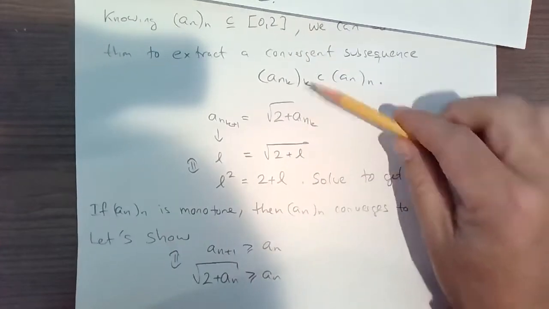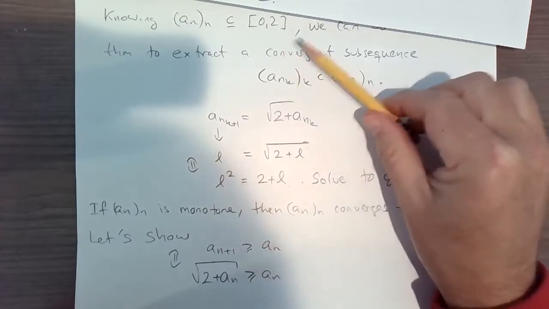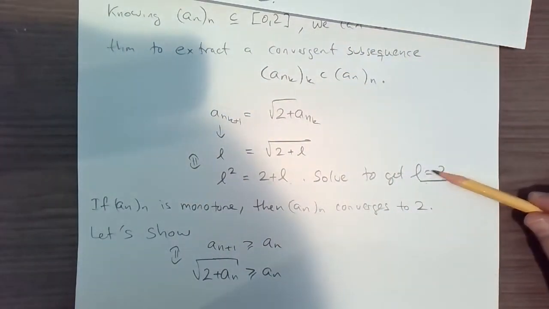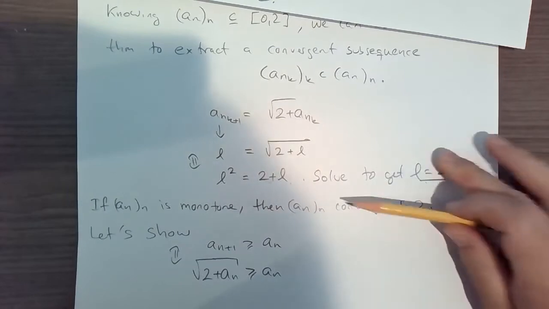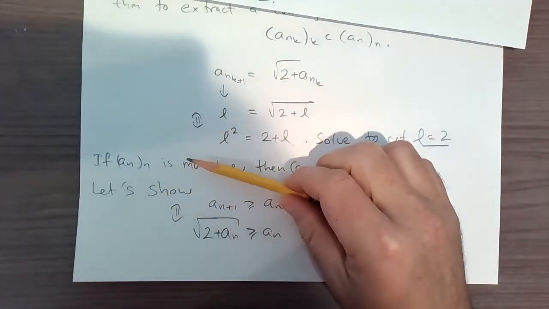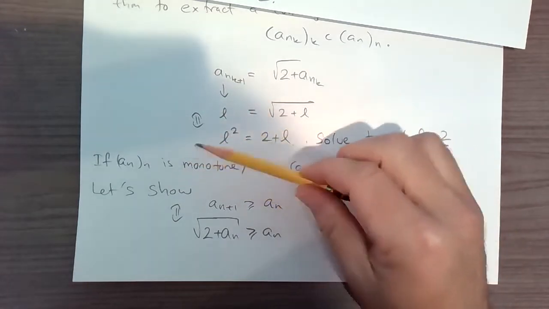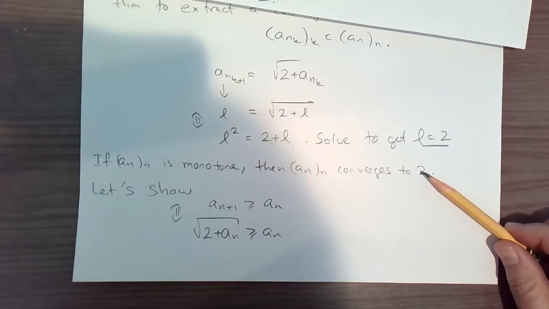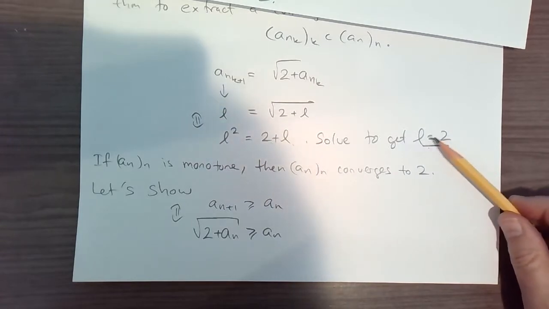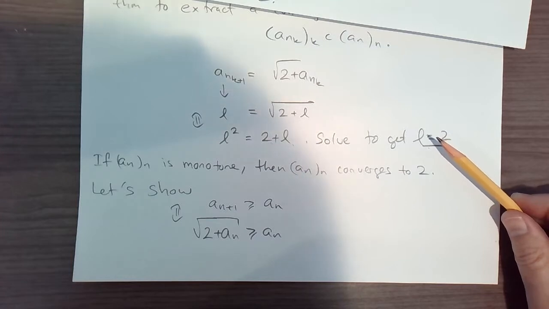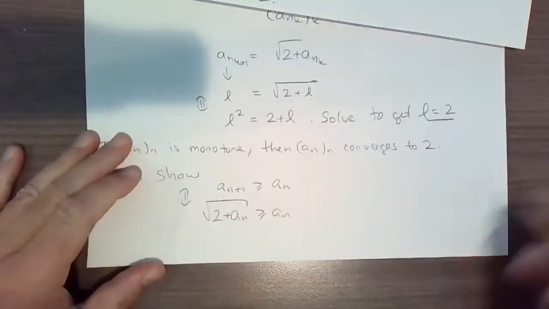Because we showed up here that if there is a convergent subsequence, it has to have the limit 2. So if the sequence itself would be monotone, then it would converge, and it would have to converge to 2. There would be no choice for it, because any convergent subsequence has limit 2. Does it make sense, Brian? Okay, good. So how do we prove something like this?